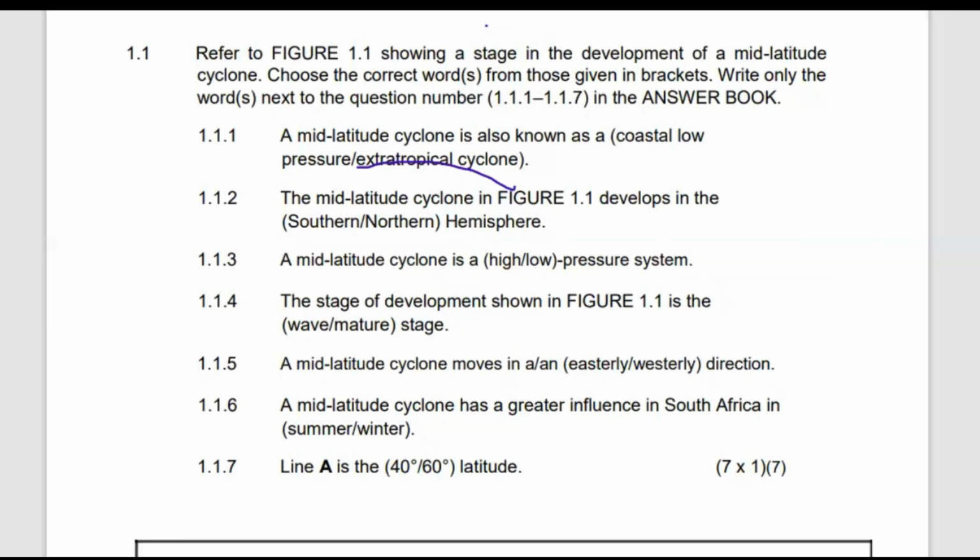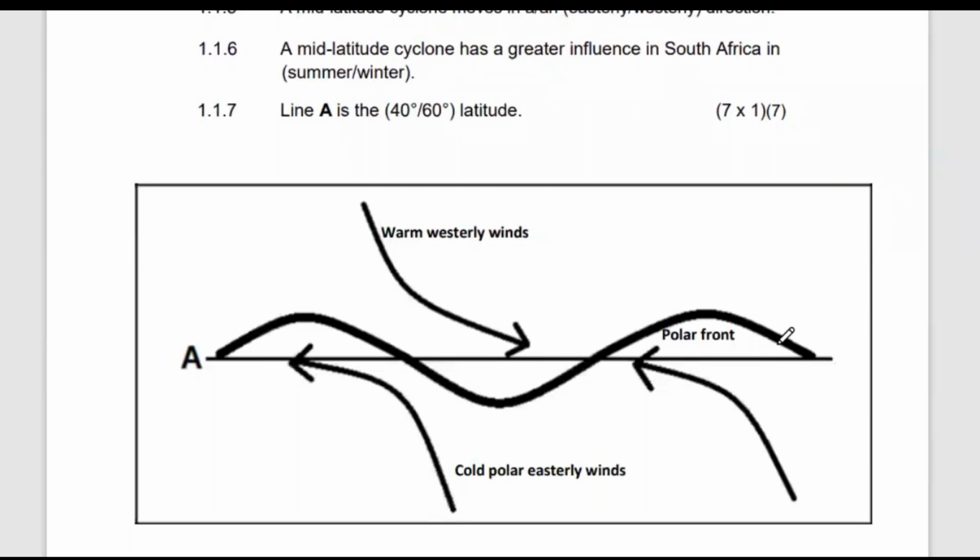1.1.2 says the mid-latitude cyclone in figure 1.1 develops, in brackets, southern slash northern hemisphere. What could be the answer? Let us check the figure and we see. The question says that the mid-latitude cyclone does develop in the northern hemisphere or the southern hemisphere, according to this figure. As we can see here, look at the warm westerly winds and look at the cold easterly winds. Let us try to indicate our global winds, where this is our equator at 0 degrees, as we all know. This is the southern hemisphere, and we have the northern hemisphere. Now, the question is, is this mid-latitude cyclone situated in the north or in the south?